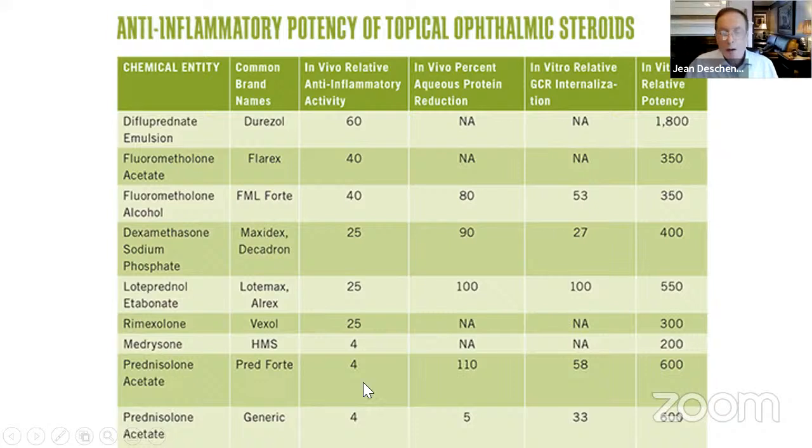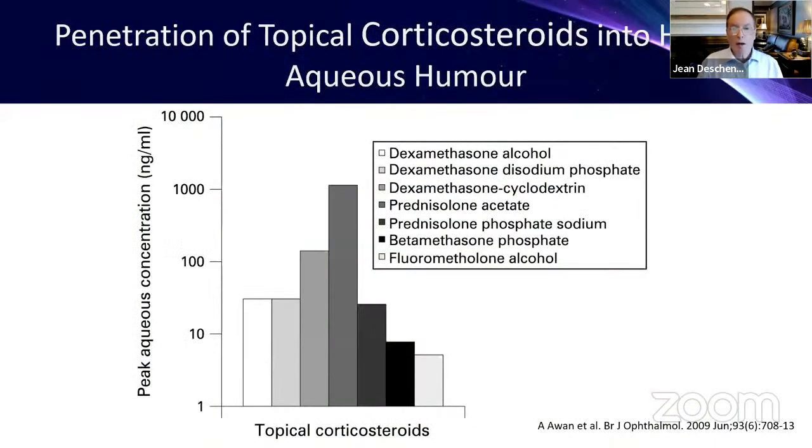Pred Forte about 4. However, we use Pred Forte most of the time because there is a much better penetration in the aqueous humor of Pred Forte. As you can see here, this is the peak aqueous concentration, and the topical corticosteroid and the prednisolone acetate here does penetrate the best in the anterior chamber. And this is why we're using Pred Forte most of the time in anterior uveitis.